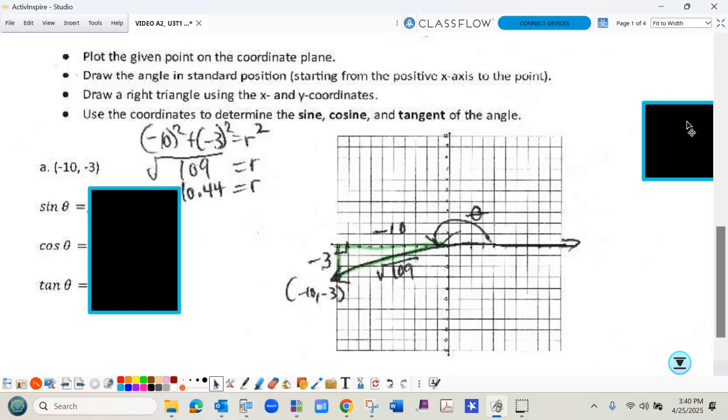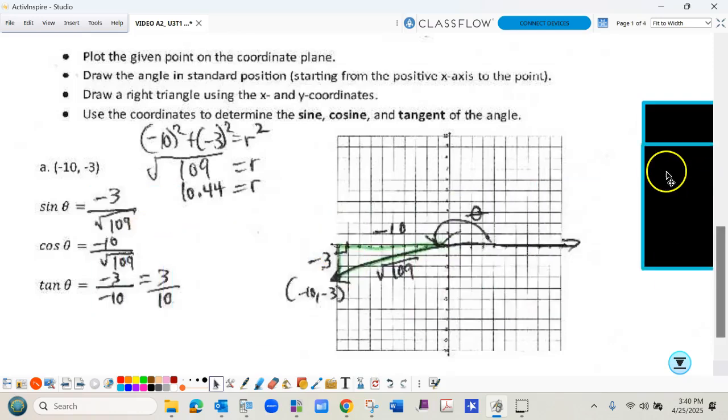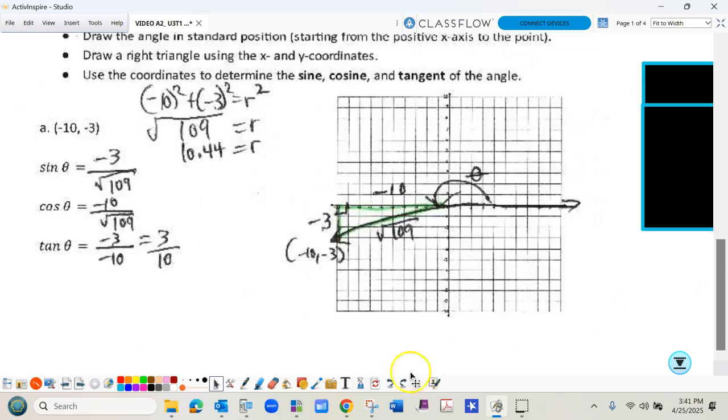When I look at what (-10) squared plus (-3) squared is, it's 109. 109 is not an easy square root. So you can use either the square root of 109 or in your calculator, the square root of 109, which is approximately 10.44, and then do your ratio. Sine is y over r, which is -3 over square root of 109. You do cosine x over r, -10 over square root of 109, tan y over x, which is -3 over -10. Negative divided by negative is positive.